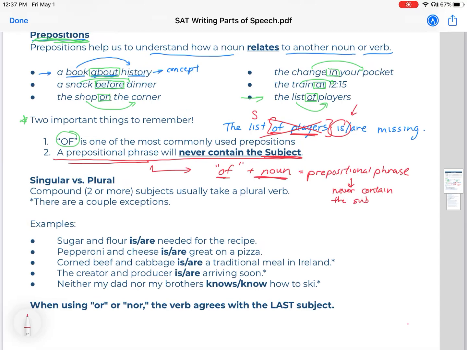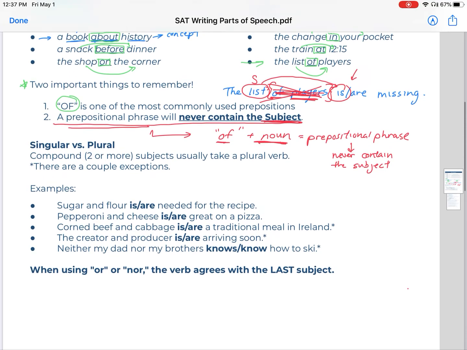So don't get tricked by that on the SAT or ACT. Instead, we can just cross it out. We can completely ignore it, and then that will help us focus in on what our subject is. Once we focus in on the subject, we can determine what type of verb we need to use.